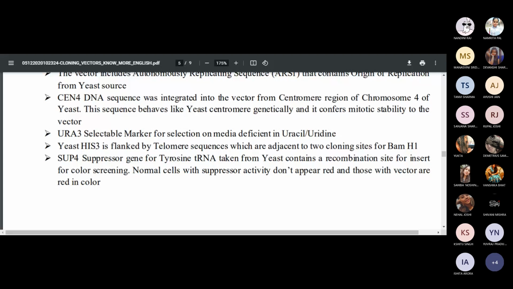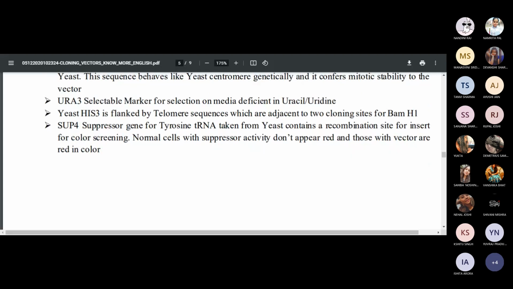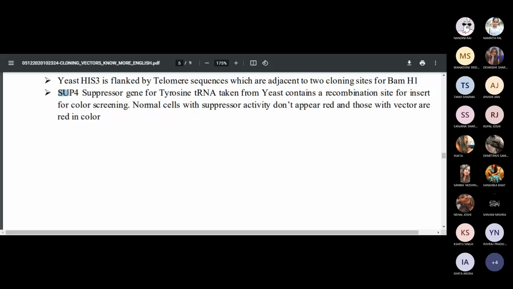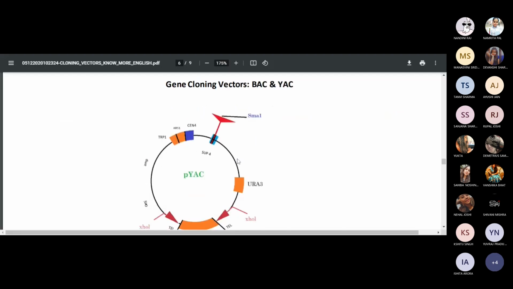But if you want it to serve as a vector, then you need a selectable marker, and you are generating a vector which is going to work for both systems, the bacterial system and the eukaryotic system. Then you need screening markers also: ampicillin in the case of bacteria, and URA3 for uracil deficiency in your yeast. And further, you can use the SUP4 for the tyrosine tRNA. So this is how your vector is going to look.